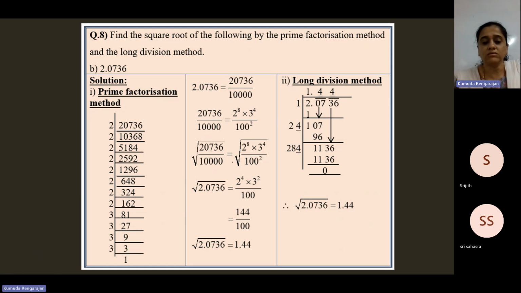Okay. So now find the product. 2 to the power 4 is 16 and 3 square is 9. And 16 into 9 is 144.